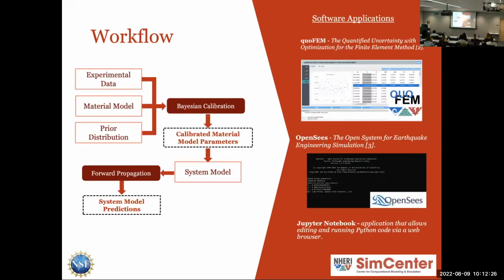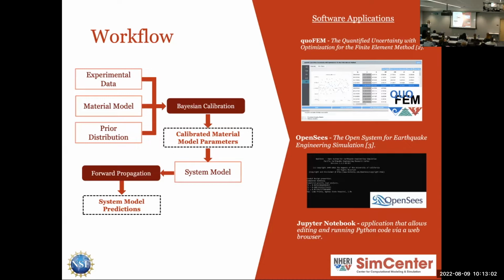This is the procedure that we went through to get the results for each method. We performed Bayesian calibration to estimate these calibrated model parameters. This takes your prior knowledge about what these parameters might be and creates a larger distribution and narrows it down. So you need the experimental data, the material model, and the prior distribution. These were the inputs for the uncertainty quantification software quoFEM. And running Bayesian calibration, you get an output of distributions that are predictions of the material model parameters.